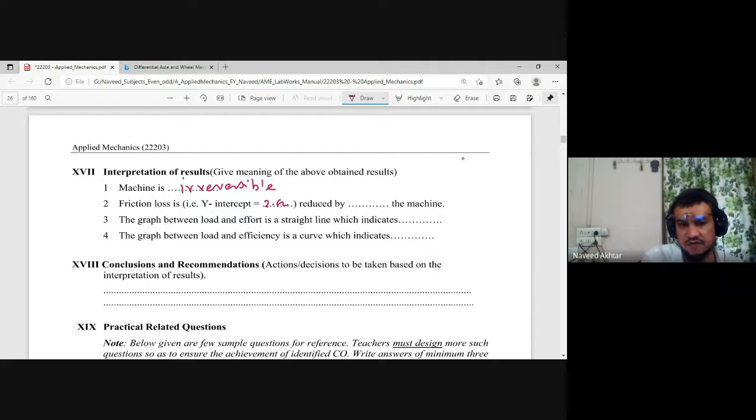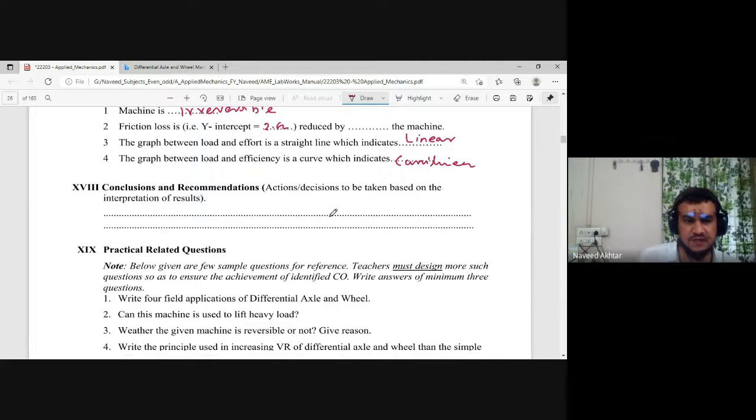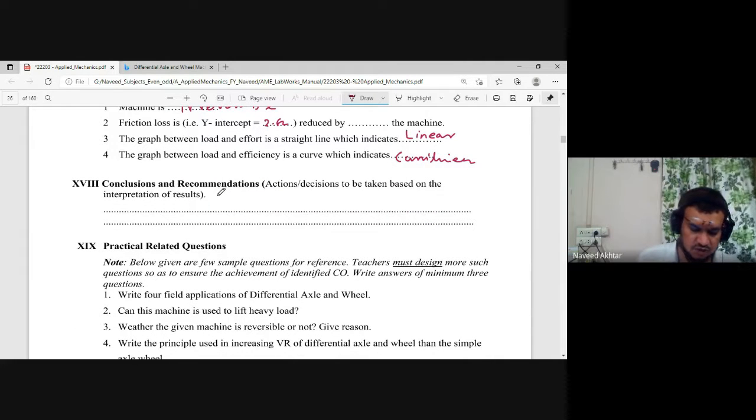The graph between load and effort is a straight line, which indicates linear, and the graph between the load and efficiency is a curve, that will be curvilinear, and write that down. And then the conclusion and recommendation: the given machine is irreversible, and it is used for light weights.